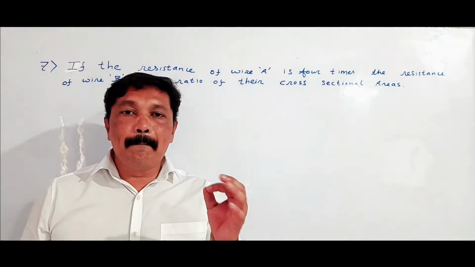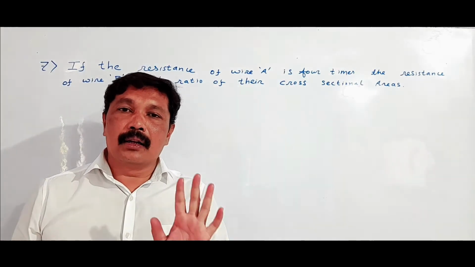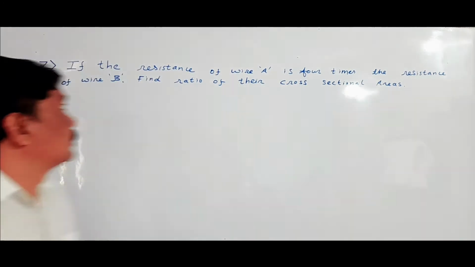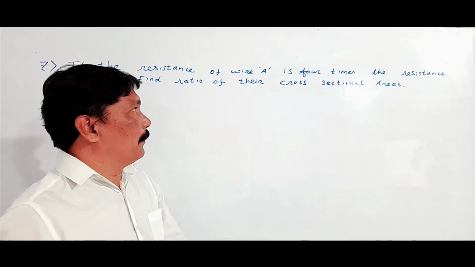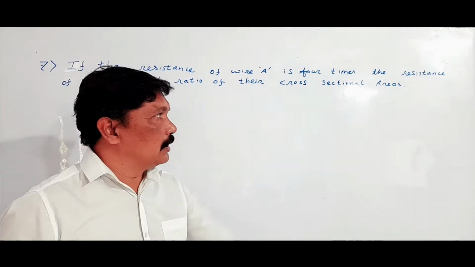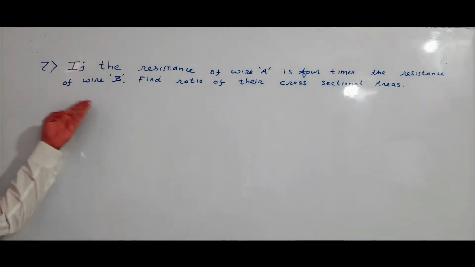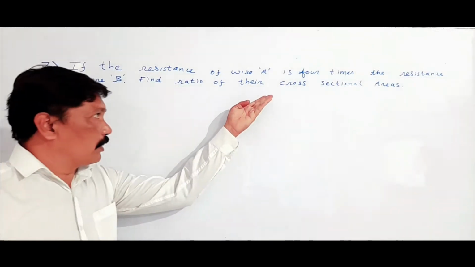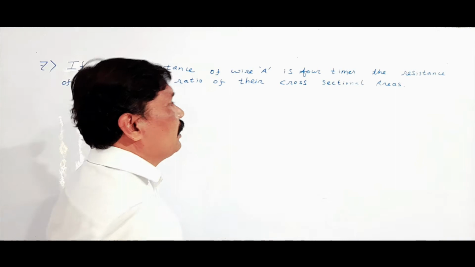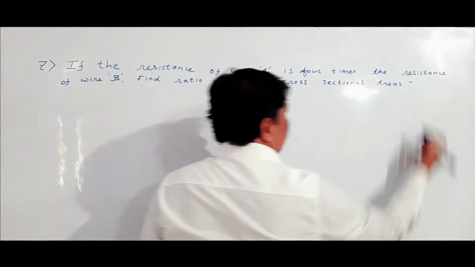Let's have brainstorming over the problem first. If the resistance of wire A is 4 times the resistance of wire B, find the ratio of their cross section area.